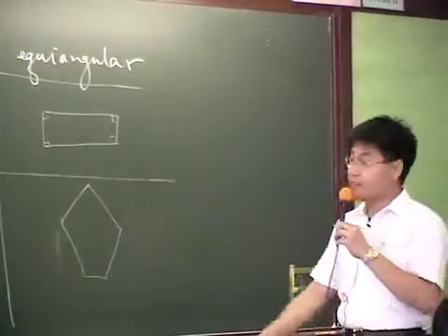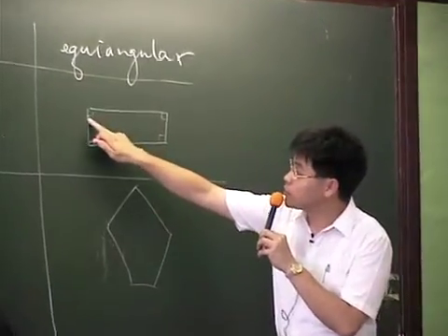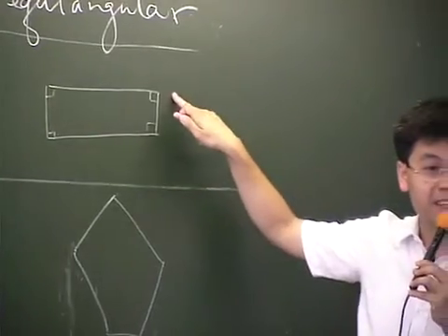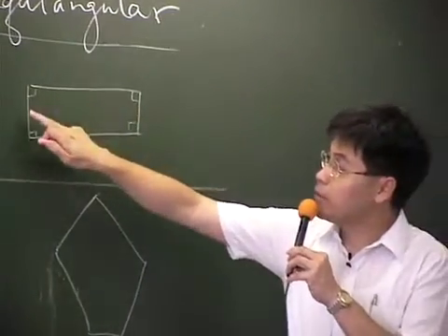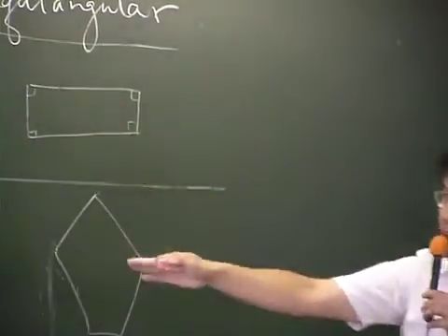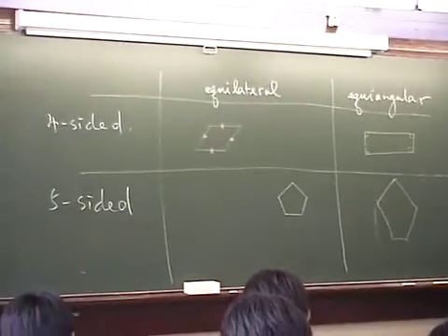This boy used the mark to show that they are right angles. Can you find that the length between these two sides are different? Okay, look at the five-sided polygon. We call it the pentagon. What are the differences between them? Can you find out the difference?